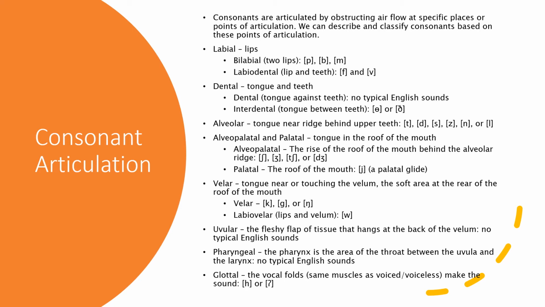Alveolar sounds have to do with the tongue near the ridge behind the upper teeth. So say T, you should feel your tongue kind of curl up. Say T, T, or D, D. You'll notice those are complementary sounds. They're made in the same place. One is voiceless, one is voiced, or S and Z, right? Or L. You should feel a part of your tongue either close to or touching the same place in your mouth when you make all those sounds.